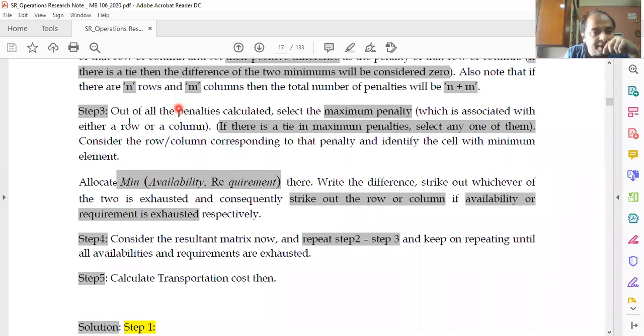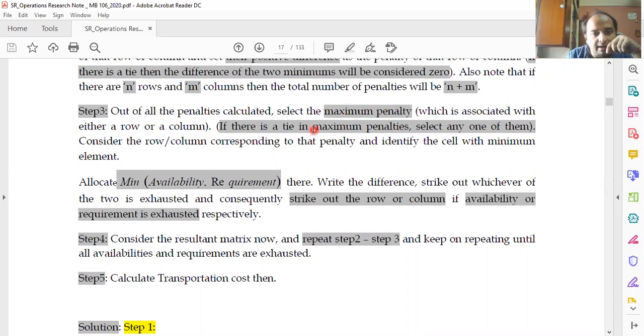Write the comment written in step number 3 quickly, from this word till this word respectively. What is written? Out of all the penalties calculated, select the maximum penalty. In bracket it is written which is associated with either a row or a column.